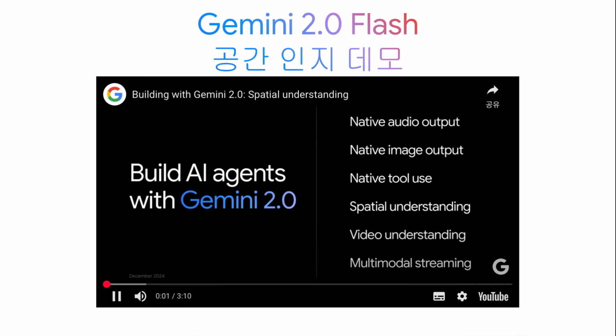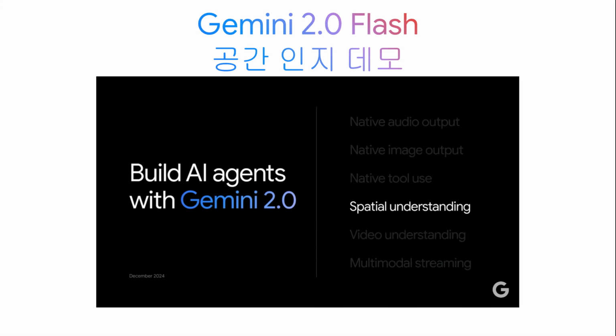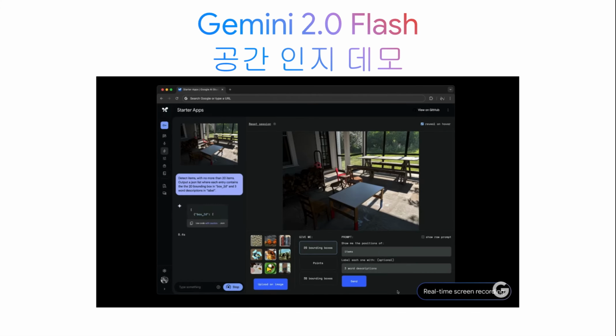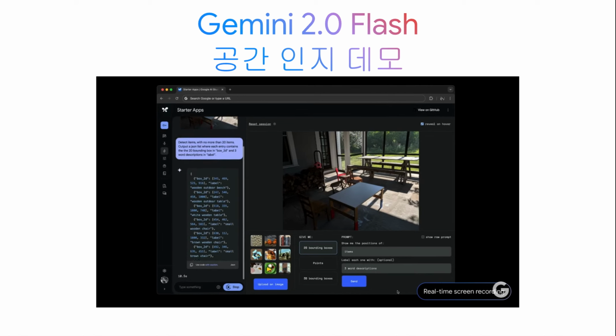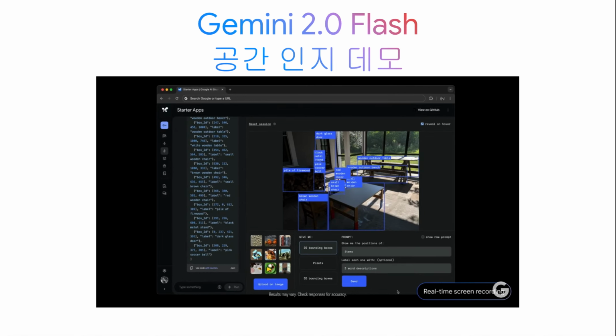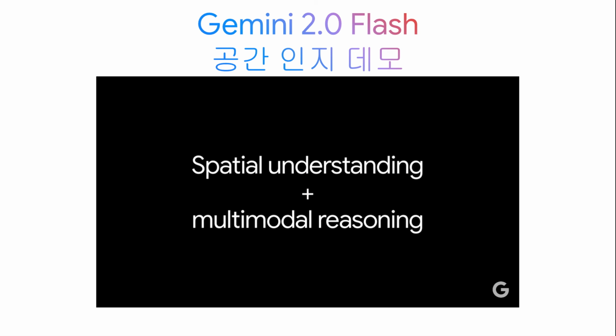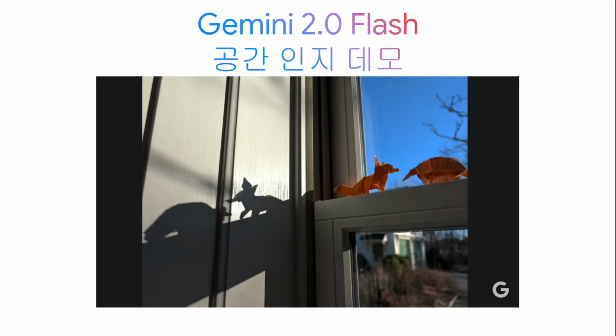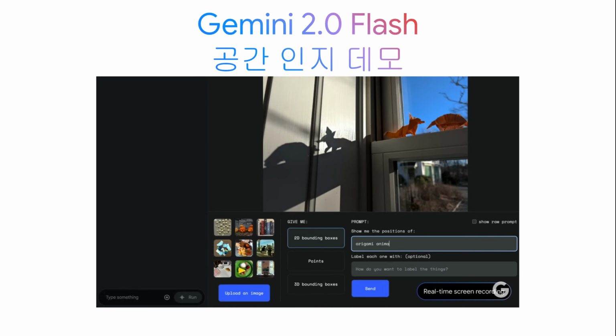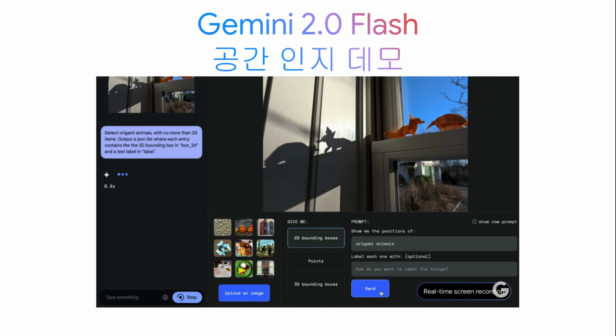These are examples of what you can build with spatial understanding in Gemini 2.0. We introduced this capability in our 1.5 models, and we've advanced it even further with Gemini 2.0. This is a new tool in AI Studio that makes it easier to explore spatial understanding with multimodal reasoning. For example, you can input this image and prompt it to give you the positions of the origami animals. This is a real-time recording, and notice how fast the results came back.